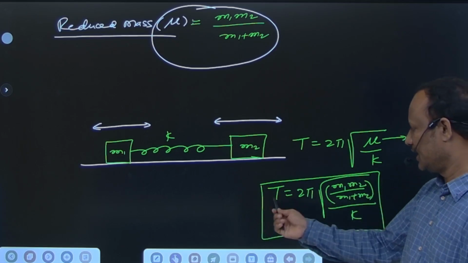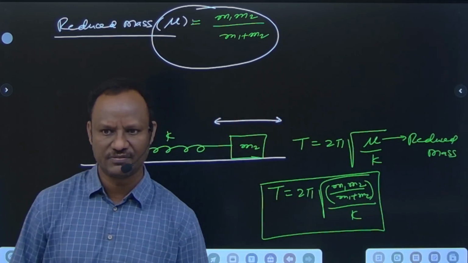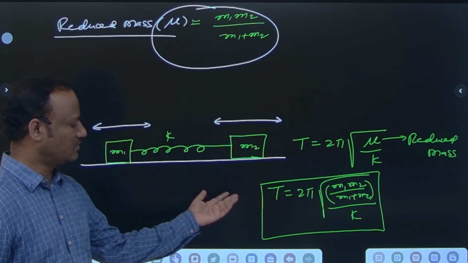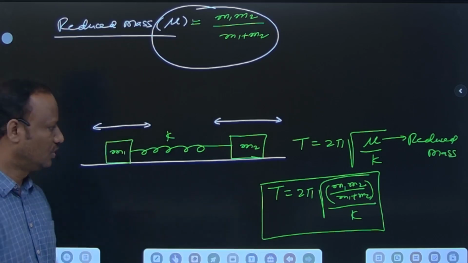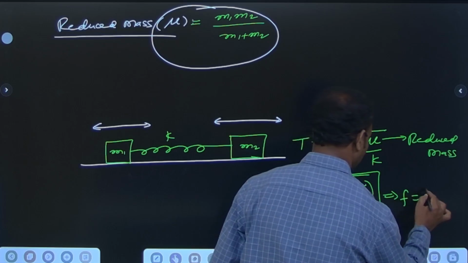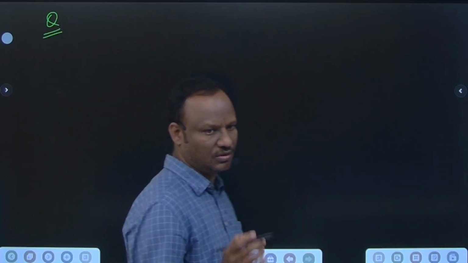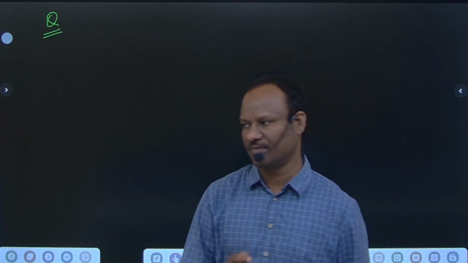Okay, sir, I know the time period. How can you find its frequency? The frequency is the reciprocal of the time period. So for your information, f is equal to 1 by T.